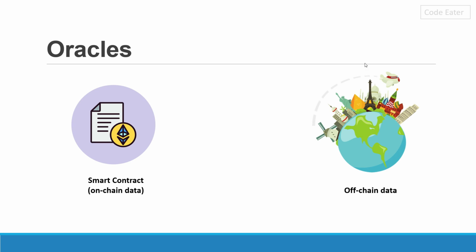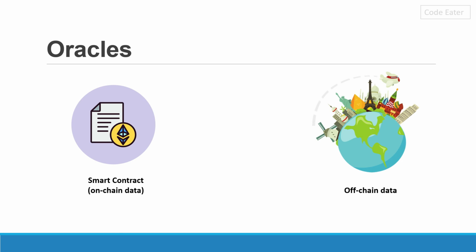Now the data that is stored on the smart contract or on the blockchain is actually called on-chain data, while the data that is stored on the external world, or I will say on a server, or let's say on a database, means the data that is stored not on the blockchain is actually off-chain data. So by the name you can easily understand that it is off-chain data because it is stored not on the blockchain, and it is on-chain data because it is stored on the blockchain, right?